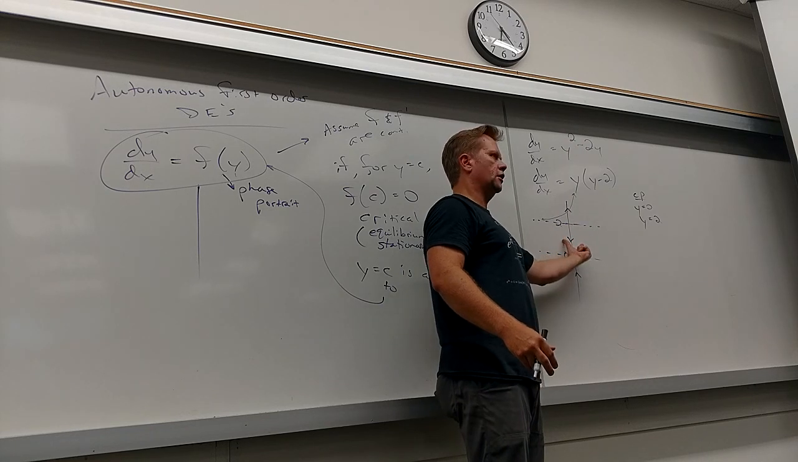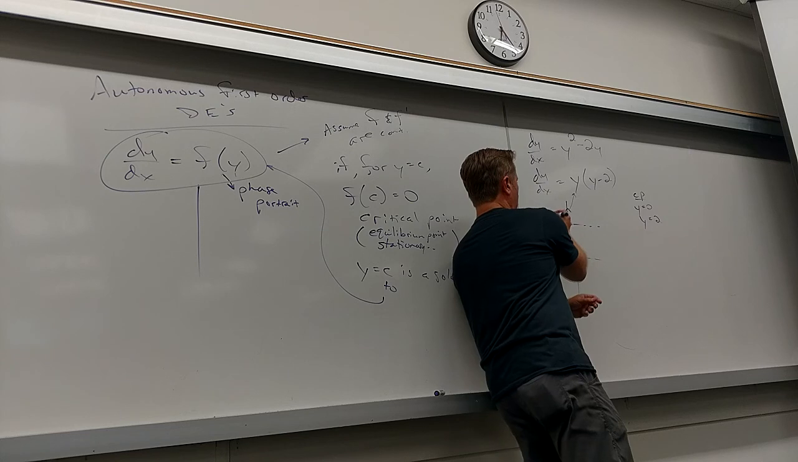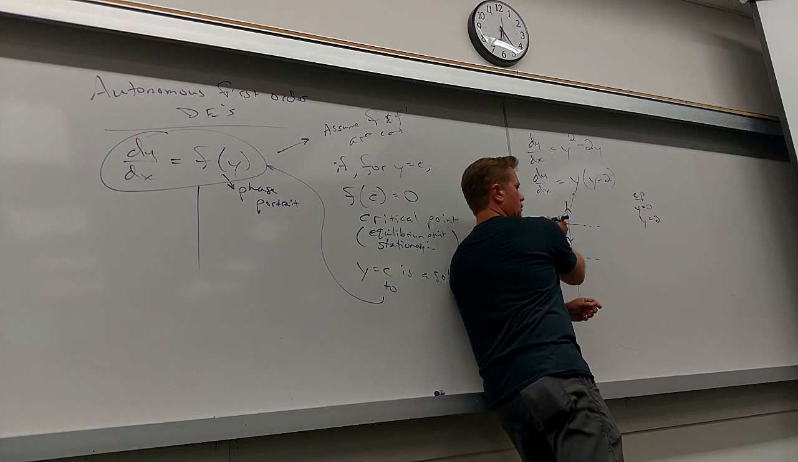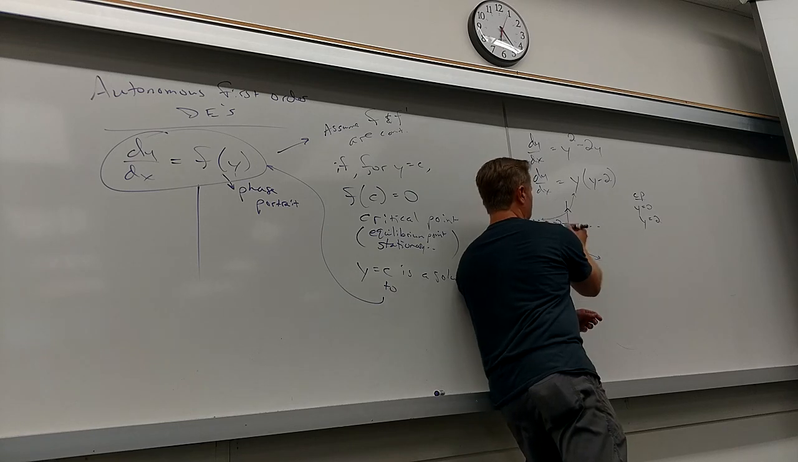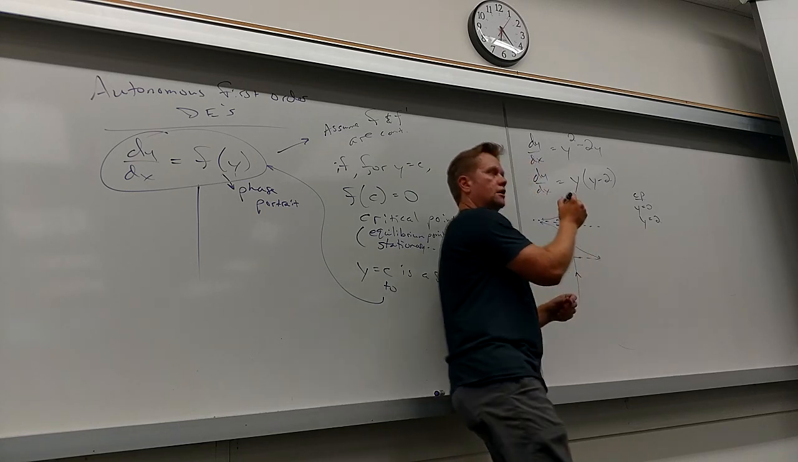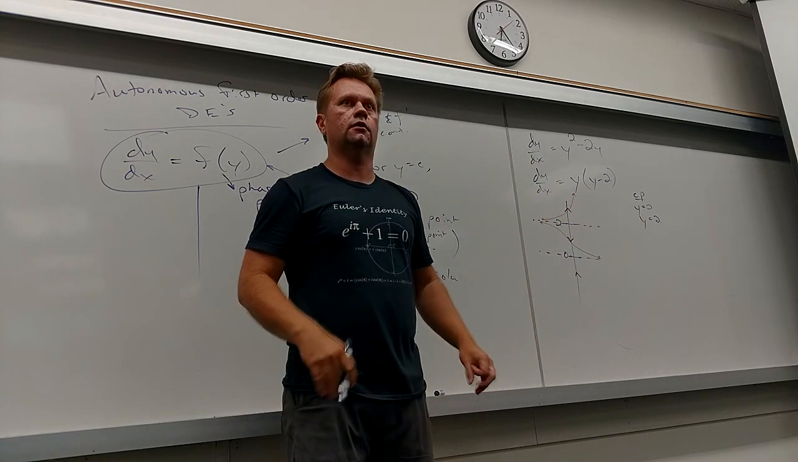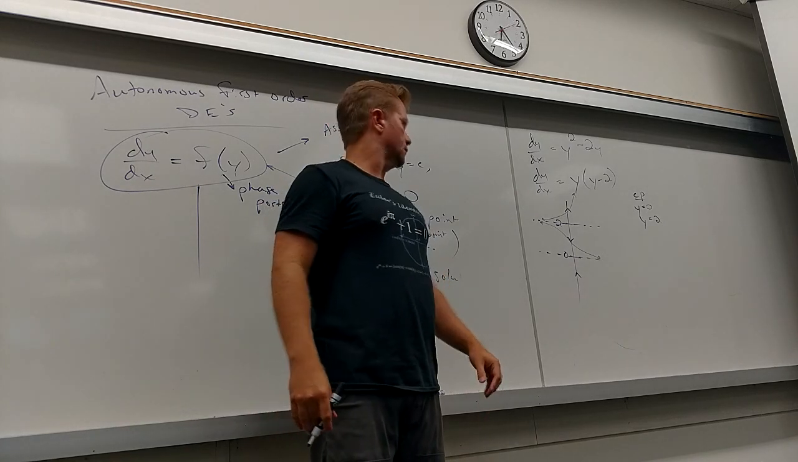What about in here? It's always decreasing. If I start here, it's going to decrease and go like that. And then it's got to be asymptotic again. You with me? So it kind of controls what that thing can look like. I like it.